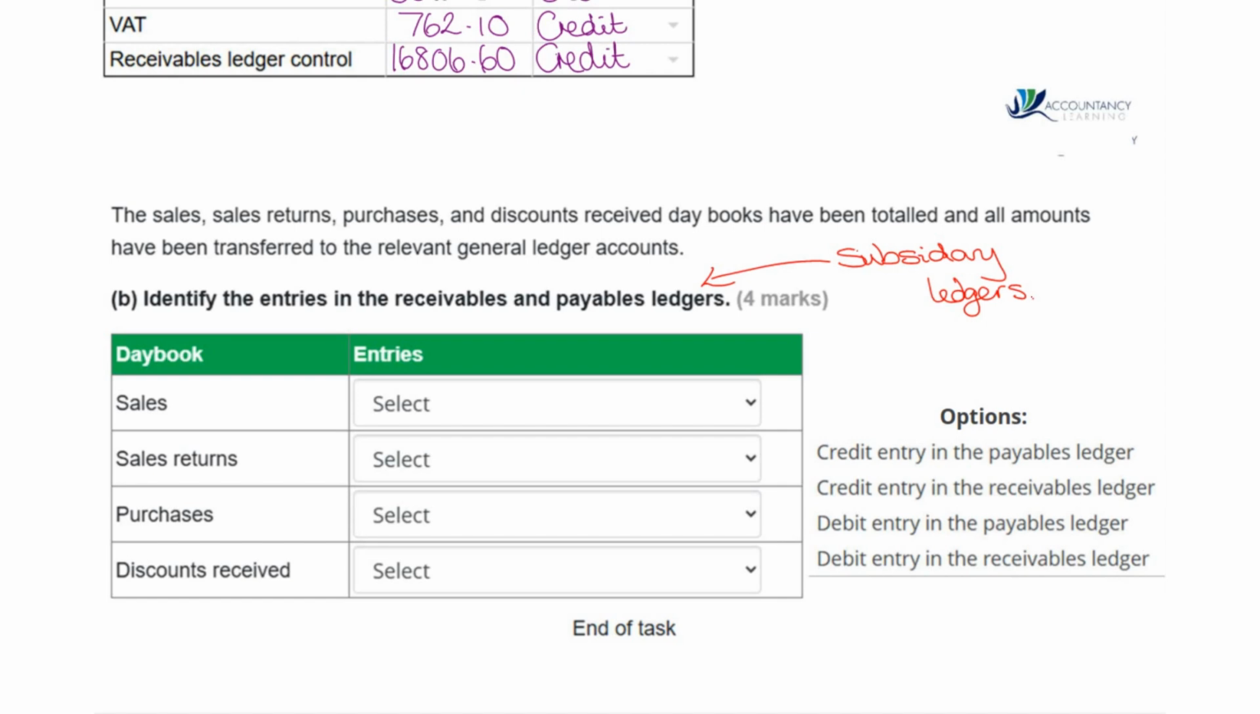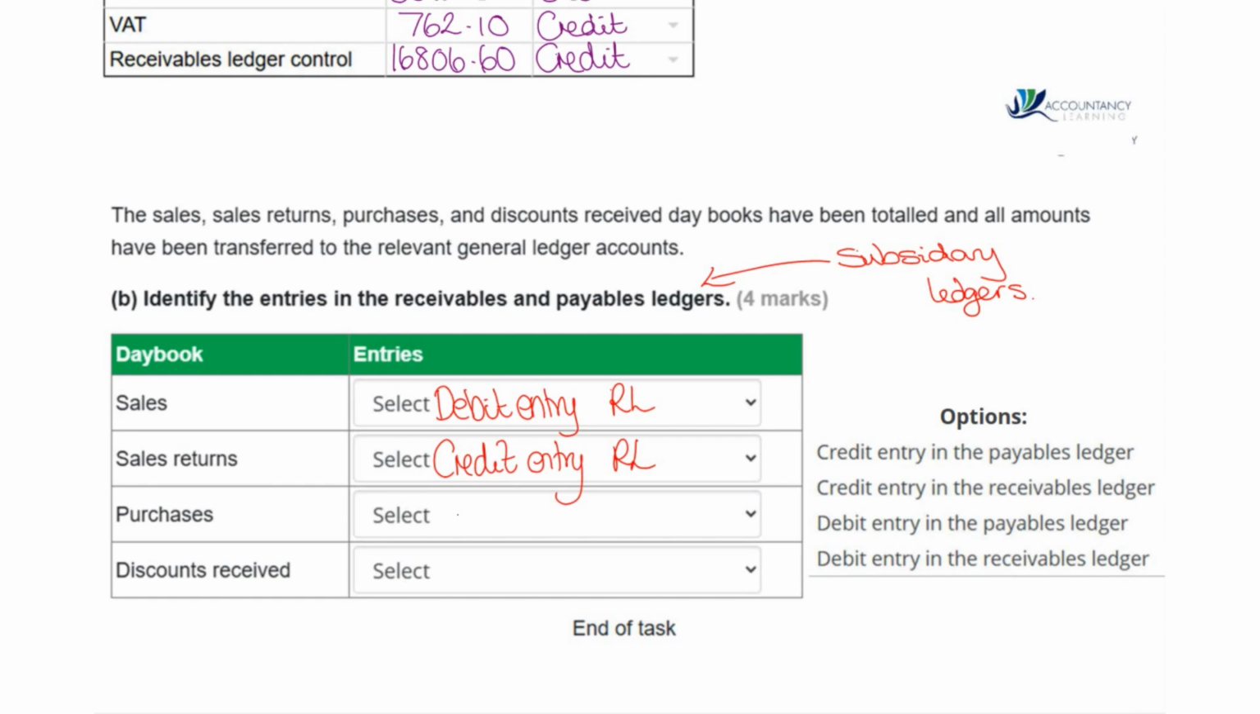So for sales then, our sales is going to be increasing what our individual customers owe us. So we're going to have a debit entry, and that's going to be to the receivables ledger. Our sales return is going to be the opposite. That's going to be a credit entry to the receivables ledger, because that's going to reduce what that particular customer owes us.